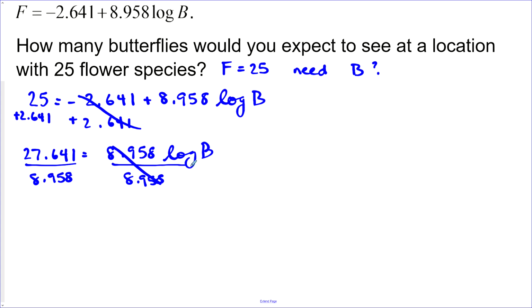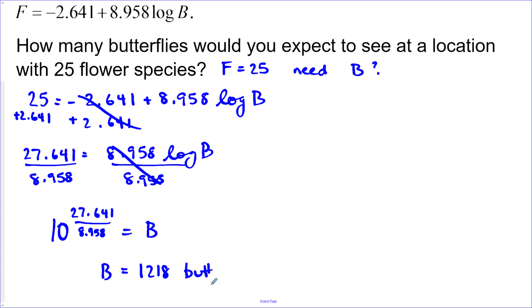Now, to get rid of the log, we just rewrite this into exponential form. Remember, the base here is not written, so by default it's 10. So the base is 10. This is our exponent. And this argument of our log is the answer. So we just put this into our calculator and we get that there should be about 1,218 butterflies at this location.